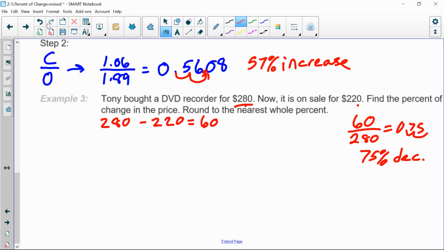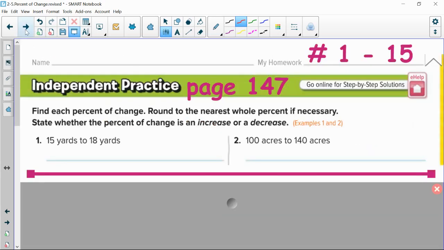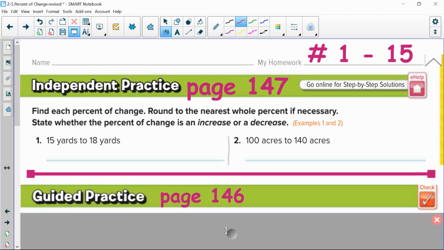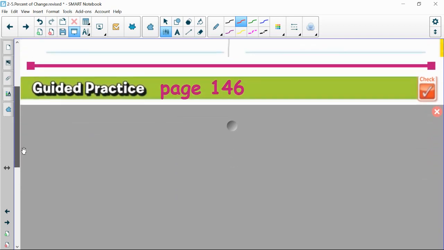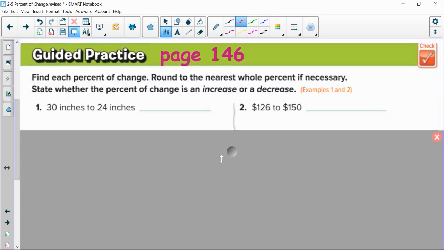All right, let's go to the next part. Percent of change. There is guided practice on 149 before you get to your homework of 1 through 15 on 147. Let's look at some of the guided practice.